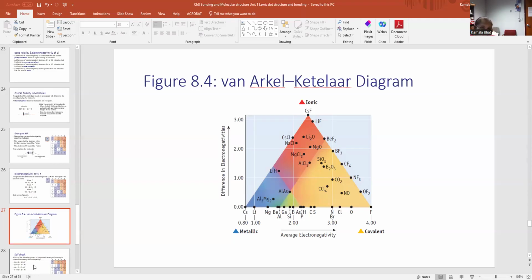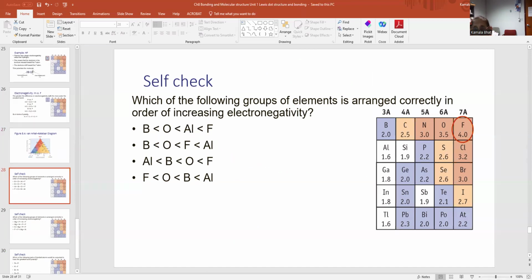And with that, the remaining items are for you to self-check and make sure that you understand how to calculate the delta chi values for electronegativity, as all the other items are based on this. And with that, I'm going to stop, and I'll show you in the next unit how to draw the Lewis dot structure.